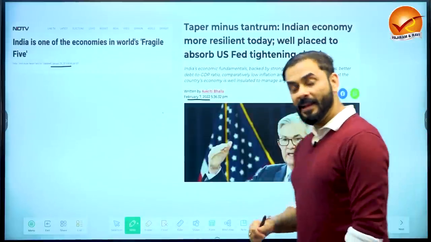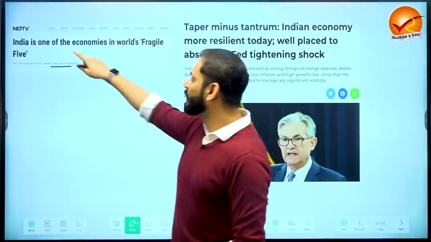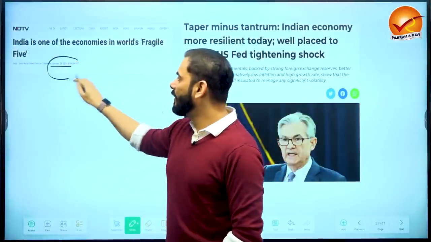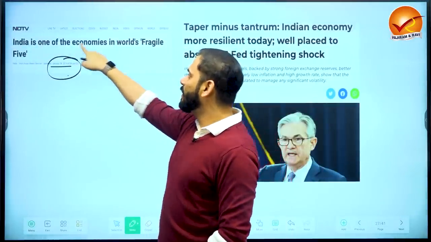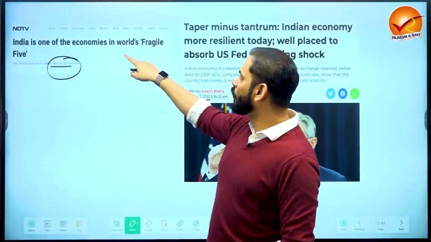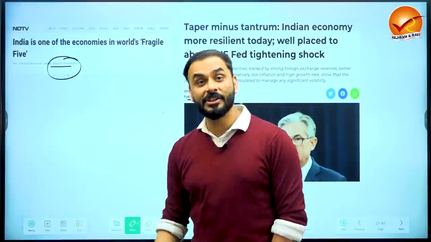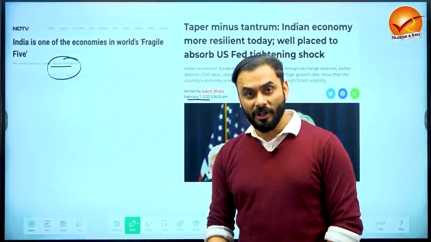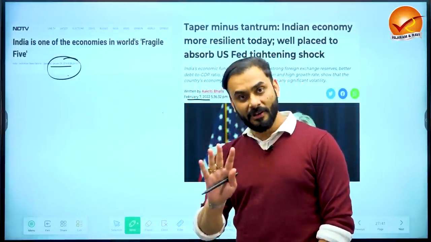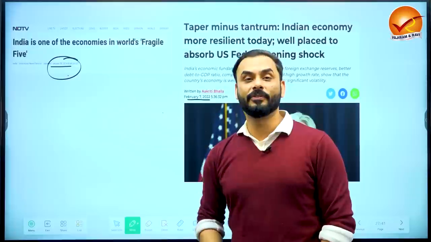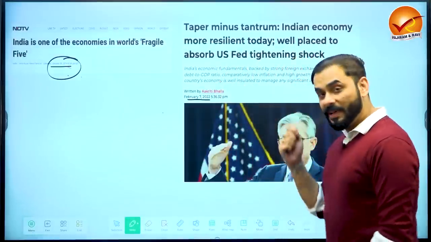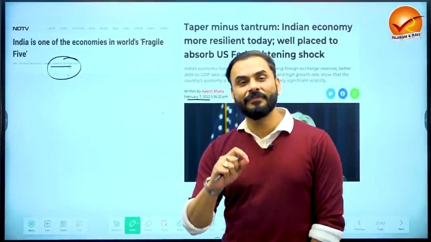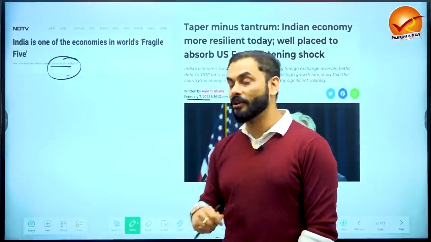So guys, let me show you two news items. This news item is from January 29, 2014, as you can see the date. So this says India is one of the economies in world's fragile five. There were five economies, right? India is one of them. This was the news item in the year 2014, which means that they are saying India was a very fragile, very docile kind of economy.